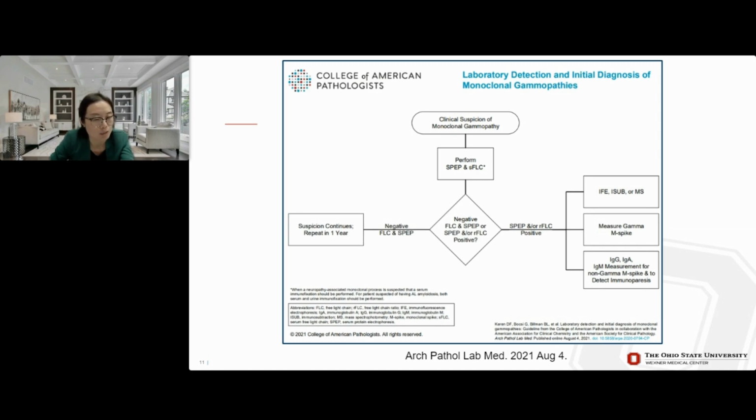the clinical suspicion continues. If either of the results is positive, either gel or capillary electrophoresis or mass spec should be ordered to identify the subtype of monoclonal proteins. Here, CAP does not specify which method you need to use. So you can use either gel, capillary electrophoresis, or mass spec method to detect M proteins.